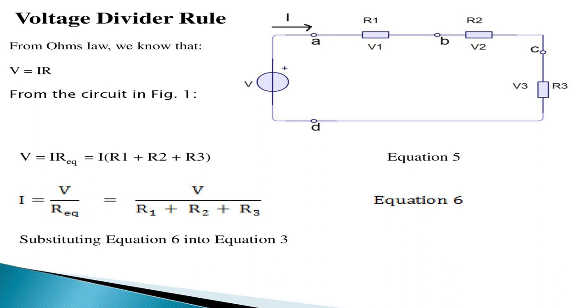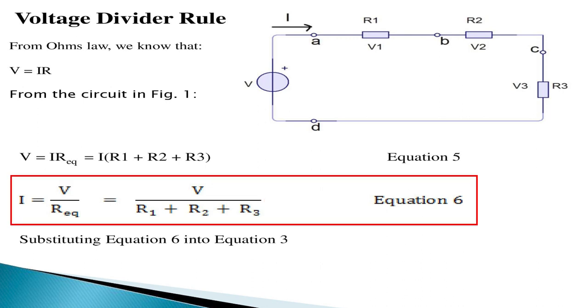Now, we know that V is equal to IR. Our R now is our equivalent resistance, which is the resistance across all resistors. For a series circuit, we have R1 plus R2 plus R3. So our V is equal to I in bracket R1 plus R2 plus R3. That gives us our equation 5. If we make I the subject of the formula, we get I equal to V over R1 plus R2 plus R3. R1 plus R2 plus R3 is R equivalent. That means I is equal to V over R equivalent. That gives us our equation 6.